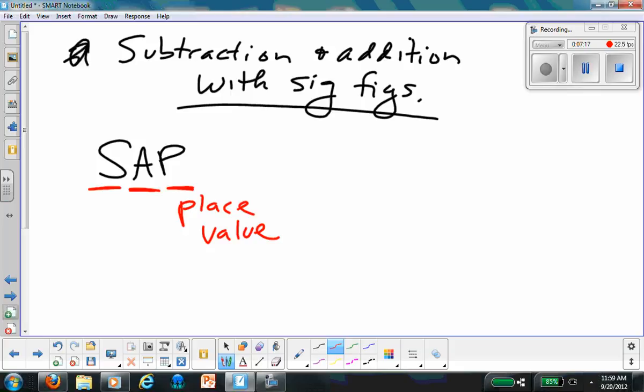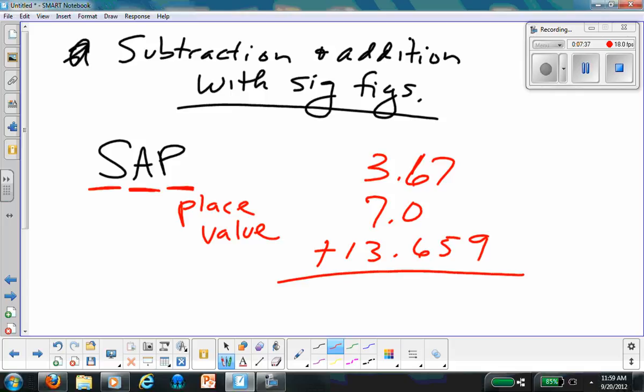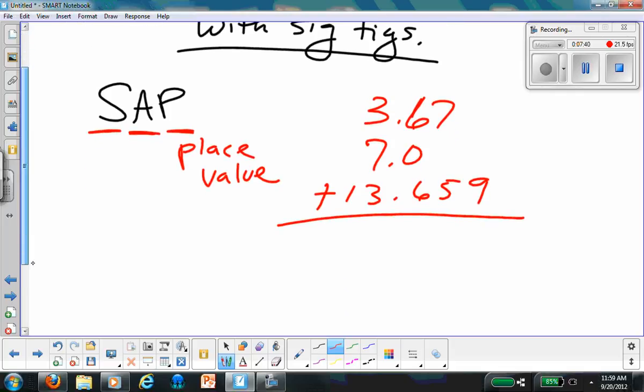Here's my example. If I have 3.67, and I'm going to add 7.0, and I'm going to add 13.659. Can you do all that, please? Tell me what you get from your calculator, and then I'll show you what the true answer is with significant figures. What you tend to do is you do the whole problem out, and then you use the rule for significant figures. That's probably the easiest way with the calculator. All right. Matt, what do you have? 24.329. Okay, good.